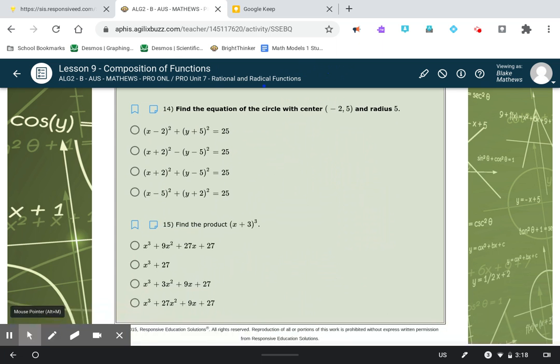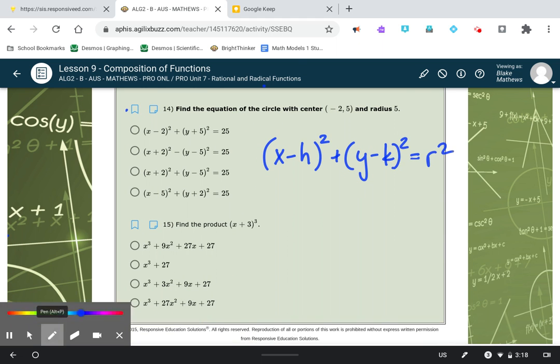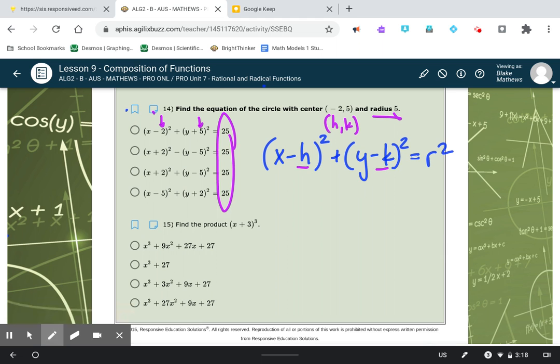Remember that when you find the equation of a circle, it's in the form x minus h squared plus y minus k squared equals r squared. So then that means that this should be r squared, and the values in these positions represent h and k, which are the same as that point right there. So you should be able to plug those in and get that answer pretty easily.